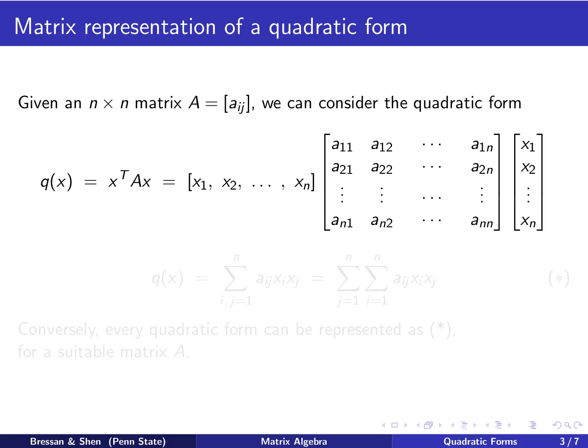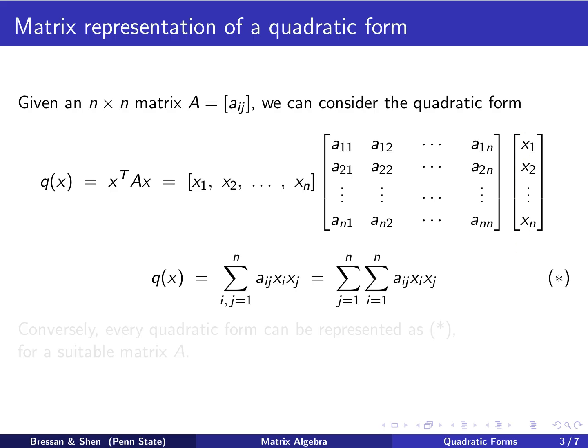We now seek connections between a quadratic form and matrices. So we seek a matrix representation of a quadratic form. Given an n by n matrix A with elements aij, we now consider the following quadratic form: Q of x is x transpose times A times x. If we write out elements, x transpose is now a row vector containing all the x's, A is the matrix, and x is the column vector.